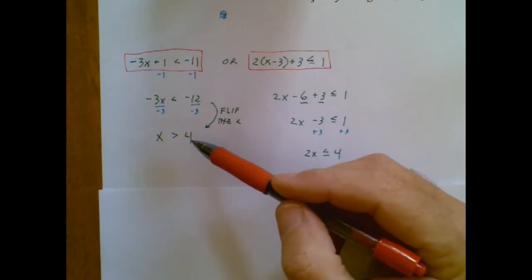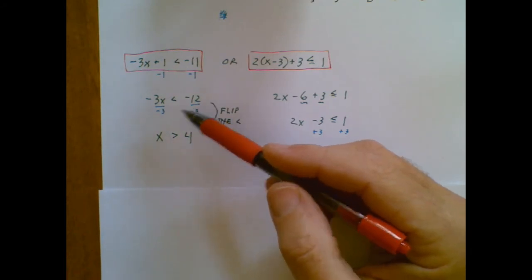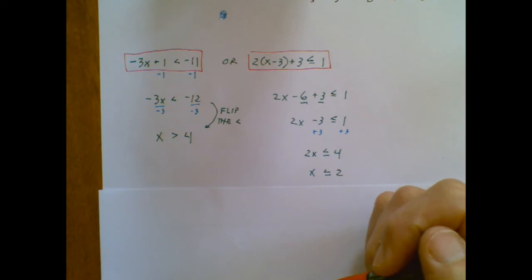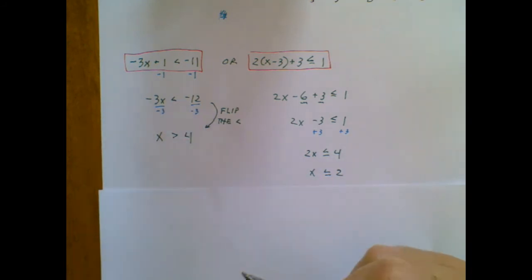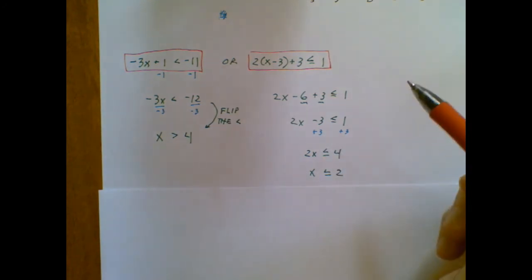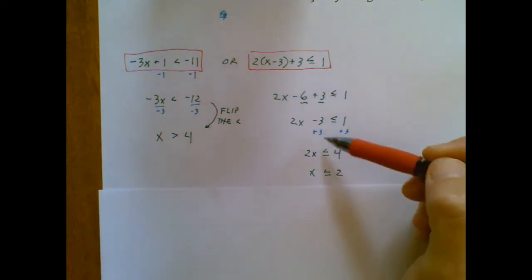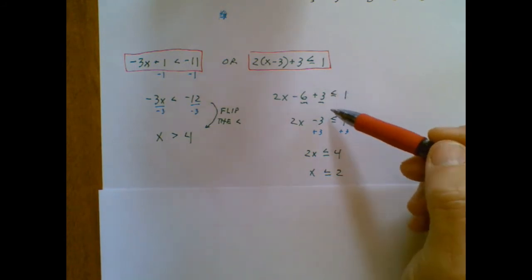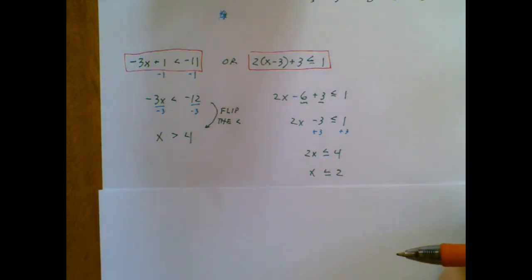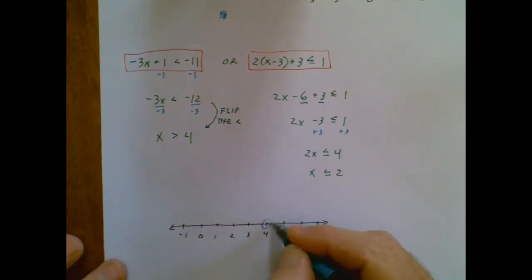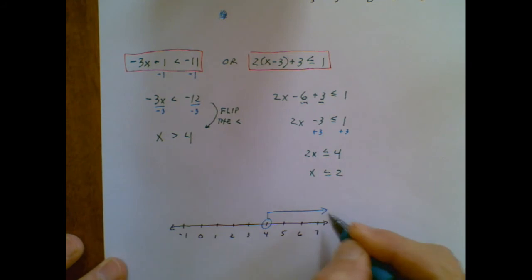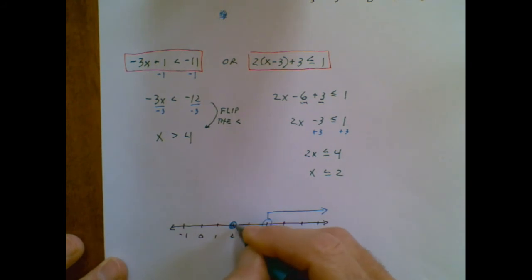On this left-hand inequality, you should notice that you had to divide by a negative 3, so you had to flip that inequality sign, because remember that rule is universal in inequalities. On the one on the right, you never had to flip the inequality because you never multiplied or divided by a negative. So as I look at this, my answer is x greater than 4, or x less than or equal to 2.